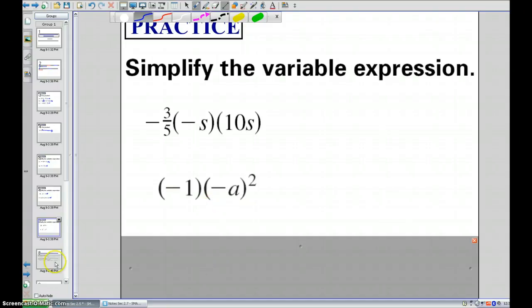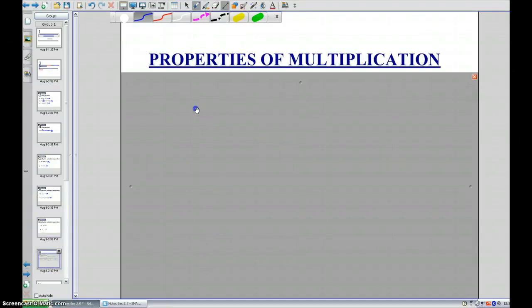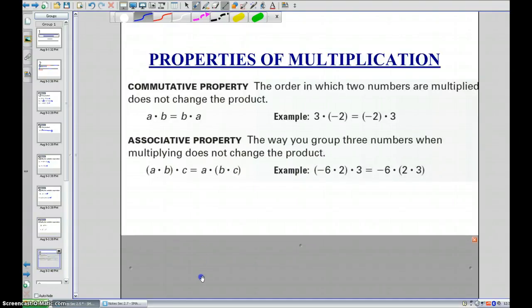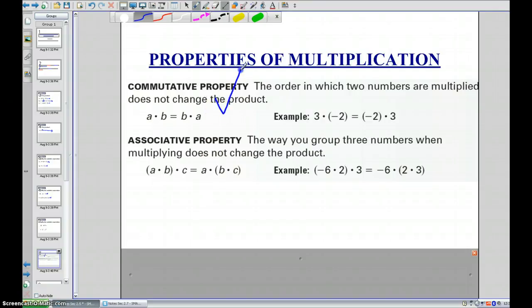I think we got the idea here, but properties of multiplication. A couple of properties that we need to go over. The commutative property of multiplication. Well, the commutative property means that it doesn't matter in which way we multiply numbers. Think back to the addition property that we had before. We had a commutative property of addition. Well, now we have a commutative property of multiplication.